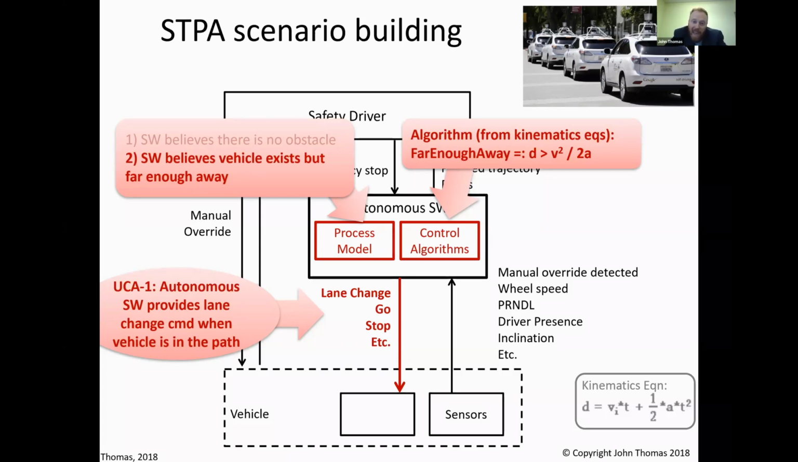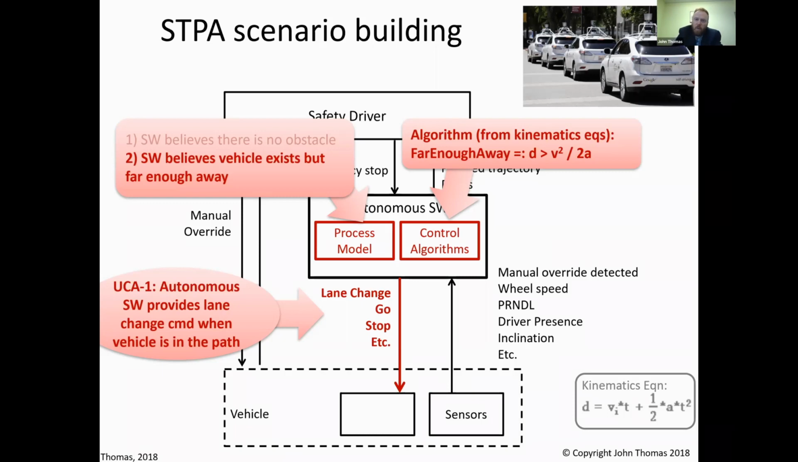All right, and what about A? What problem in A would cause this? Remember, A is deceleration capability of the other vehicle. Right, so if you think, for whatever reason, that the other vehicle can decelerate, negative acceleration, much better than it really can, you're going to think it exists, but it's far enough away, and you're going to lead to UCA1, right?